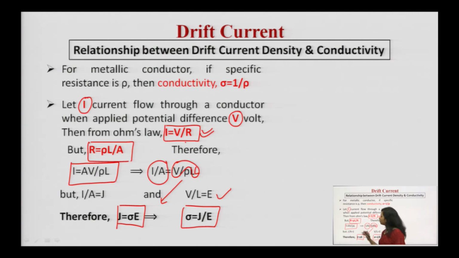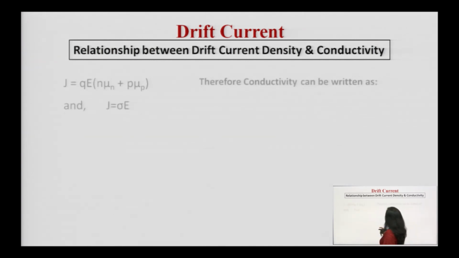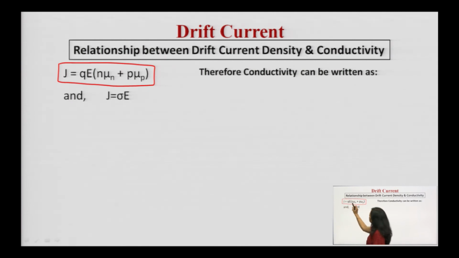I hope this point is also clear to you. You can take a note, because these equations you can find in a number of numericals also, so you may get a question. Now moving ahead, what is J? Drift current density. Total drift current density you have written as Q into E, N of mu N plus P of mu P. Q is the charge, E is the applied electric field, N is the electron concentration, mu N is the mobility of electrons, P is the hole concentration, mu P is the mobility of holes.